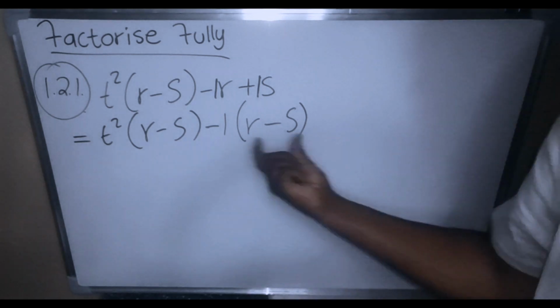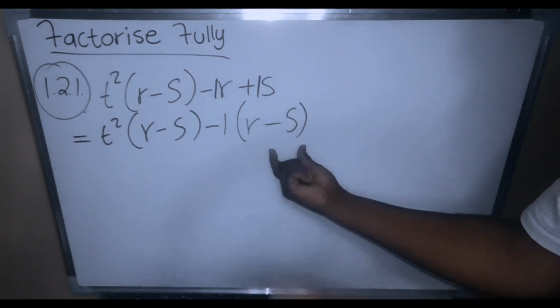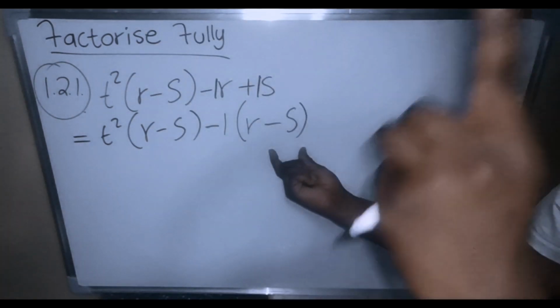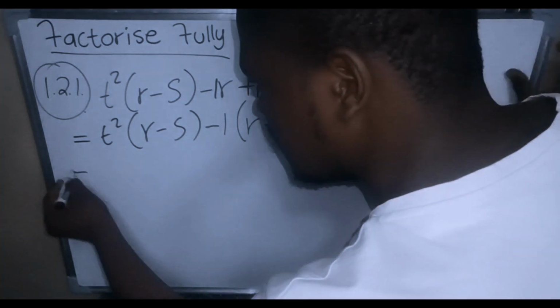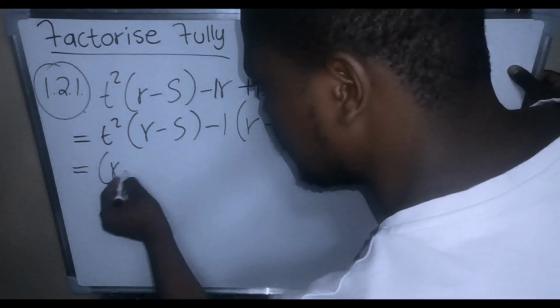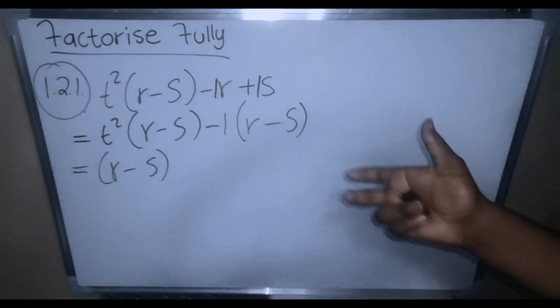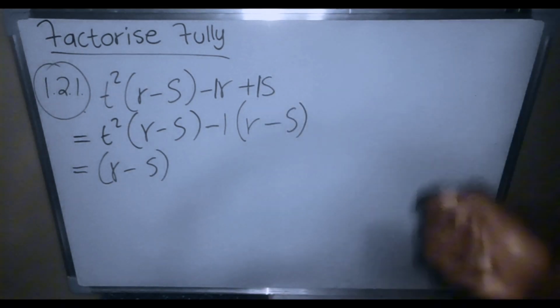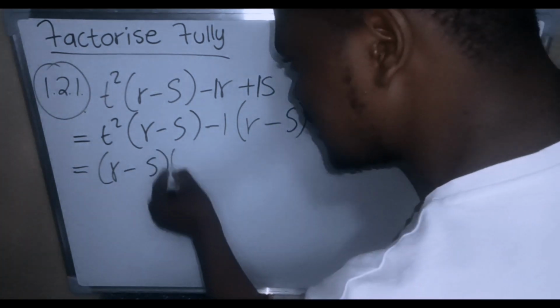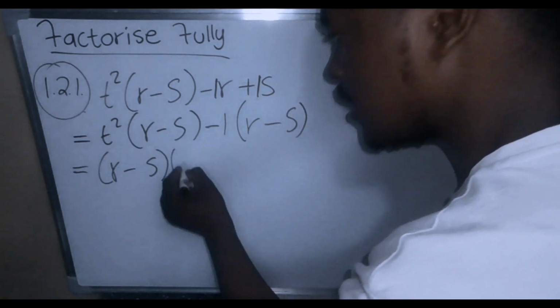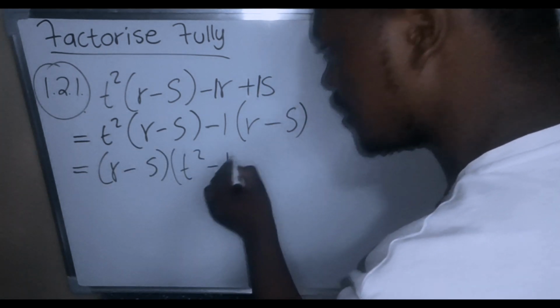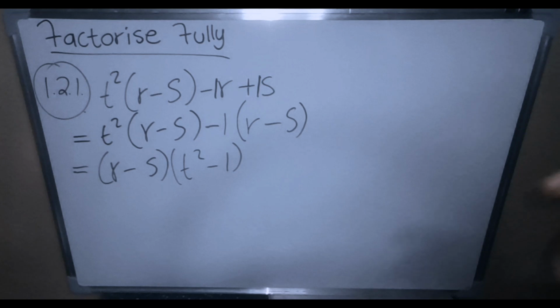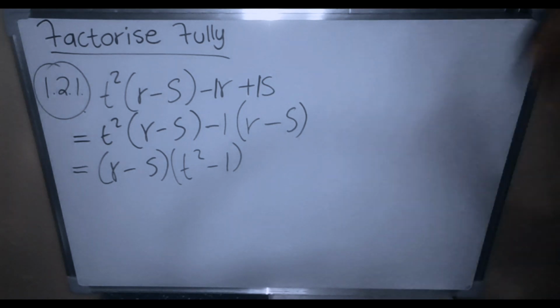Now, my brackets are the same. Therefore, they are common, and bring one down. Bring only one bracket down, r minus s. Then what's left outside, put it inside another bracket also. What's left outside is t squared minus 1. t squared minus 1. You're not done. Then you're okay with this one.